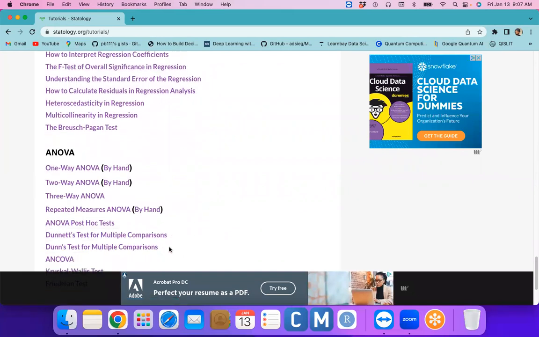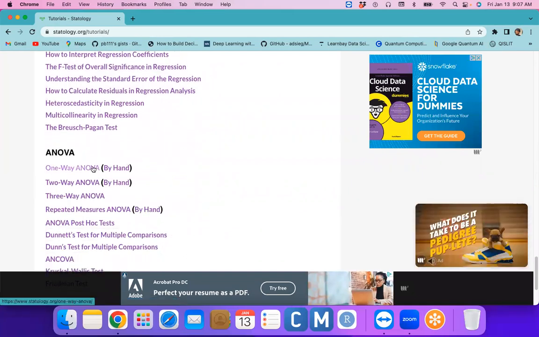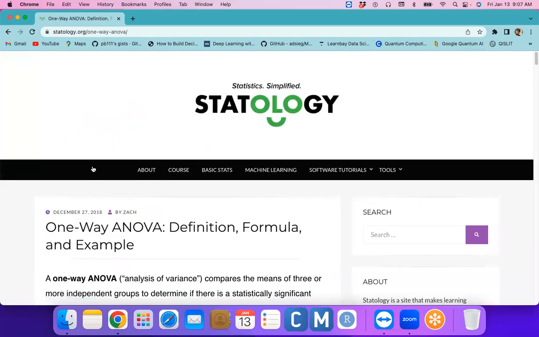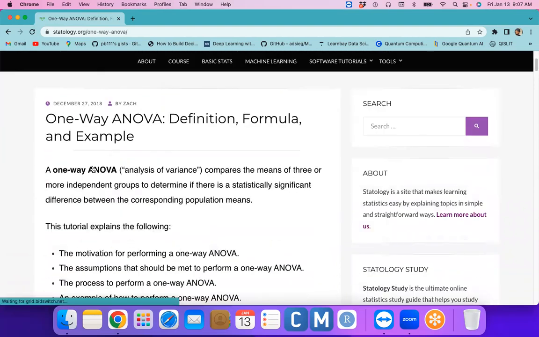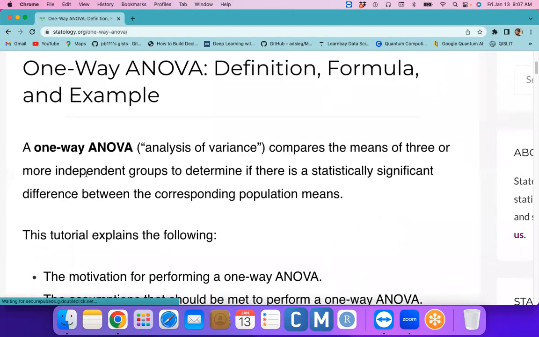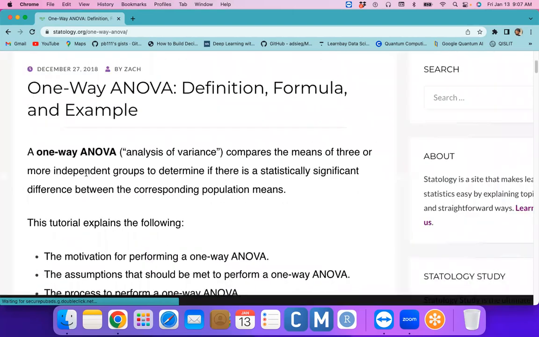Different kinds of ANOVA tests are there: one-way ANOVA, two-way ANOVA. We don't need all of them, but at least one-way and two-way ANOVA is fair enough. ANOVA means analysis of variance.